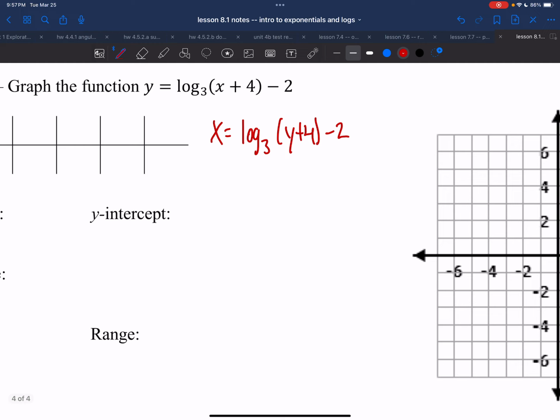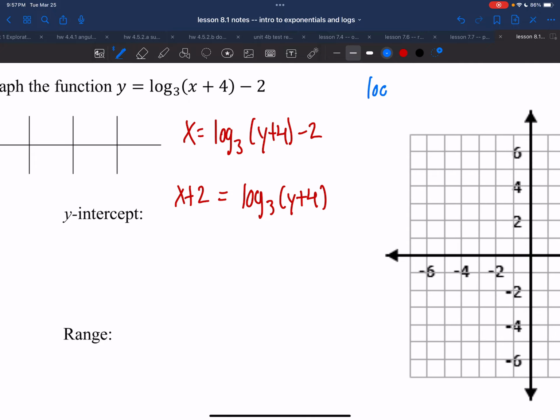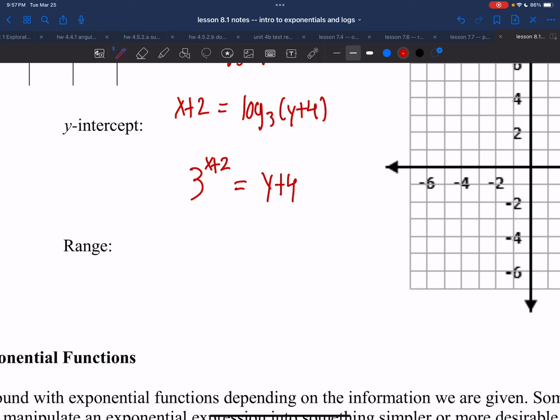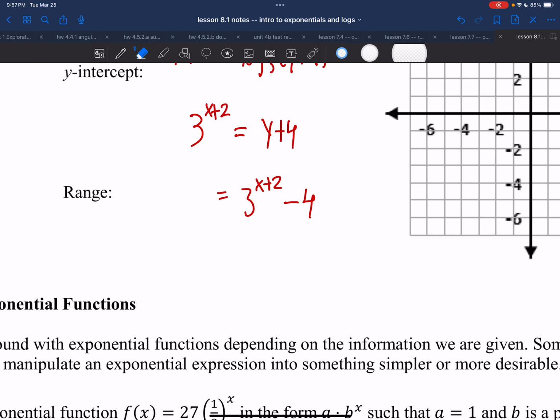So I would add the 2 to x, so I'd get this. This would isolate my logarithm, so I would have log base 3 of y plus 4. Now remember, the conversion, one more time, log base b of a equals x becomes b to the x equals a. So what's the base? The base of the logarithm is 3. The exponent that's on the base is this x, which is the other side, which is x plus 2. It's the other side of the equation. And then this is equal to y plus 4. To isolate y, subtract the 4, and I have y equals 3 to the x plus 2 minus 4. Well, this is an exponential function, f inverse of x. This is the inverse of the function we were given.